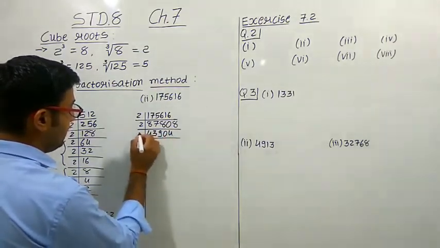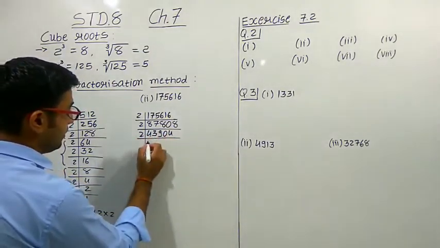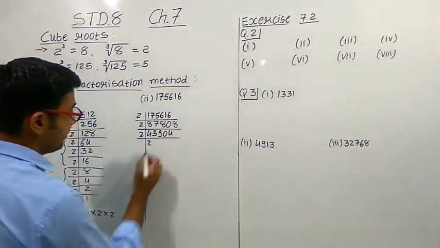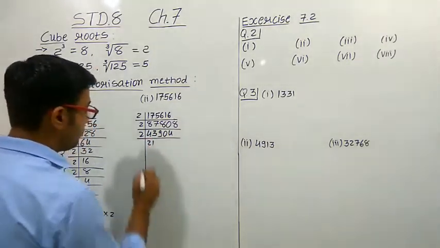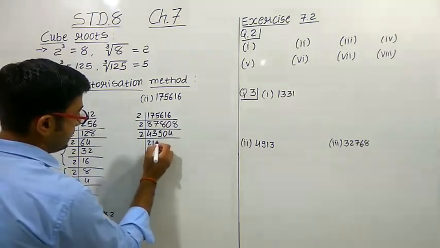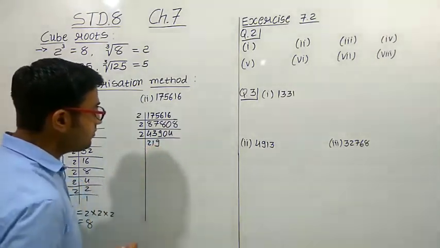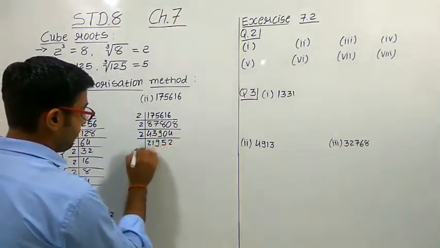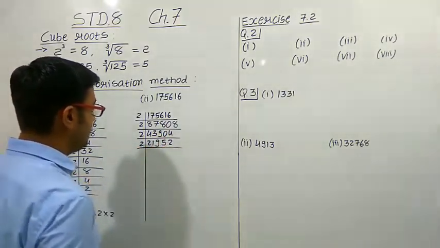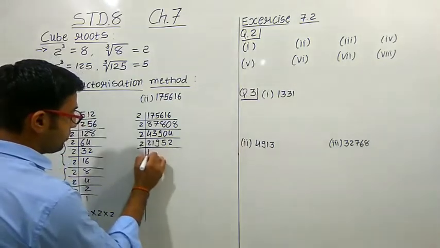Now again divide it by 2, we get 2 2s are 4, 2 ones are 2. So 19 is there, 2 nines are 18. 1 is the remainder, 10 we get, 2 fives are 10 and 2 twos are 4. Okay, again divide it by 2. We get 2 ones are 2.